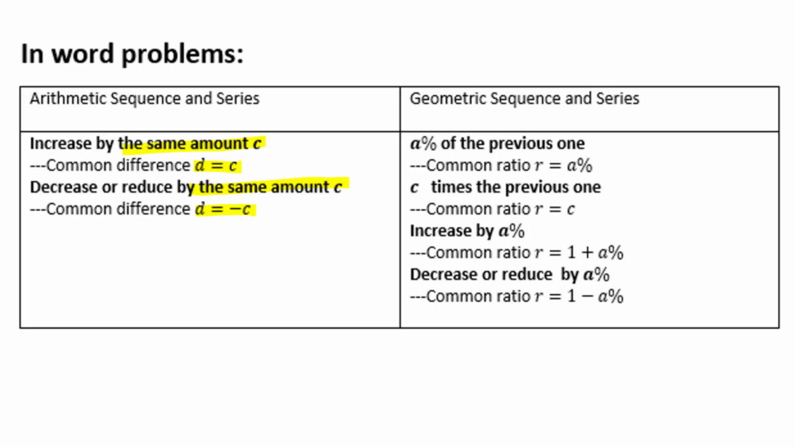When you see the following words, it will be geometric sequence and a series. 8% of the previous one. Common ratio equals 8%. c times the previous one. Common ratio equals this c. Increase by 8%. Then common ratio equals 1 plus 8%. Decrease or reduce by 8%. Common ratio r equals 1 minus 8%.